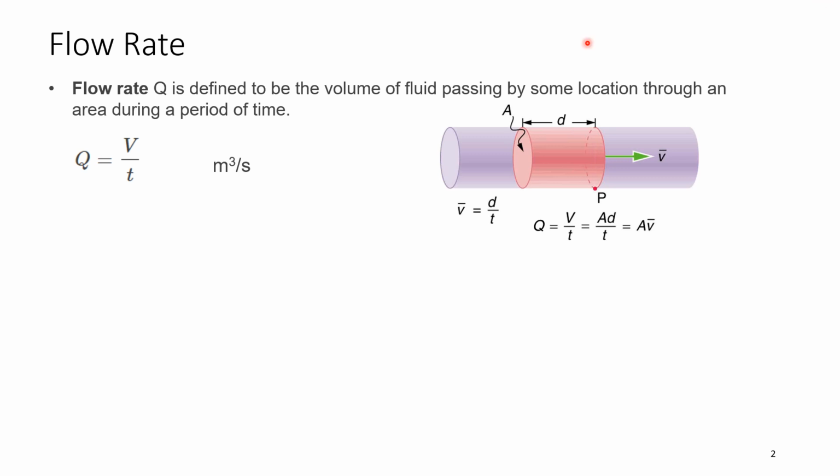Flow rate and velocity are related, but quite different. Flow rate not only depends on the average velocity of the fluid, but also depends on the size of the fluid, or more specifically, the cross-section A.